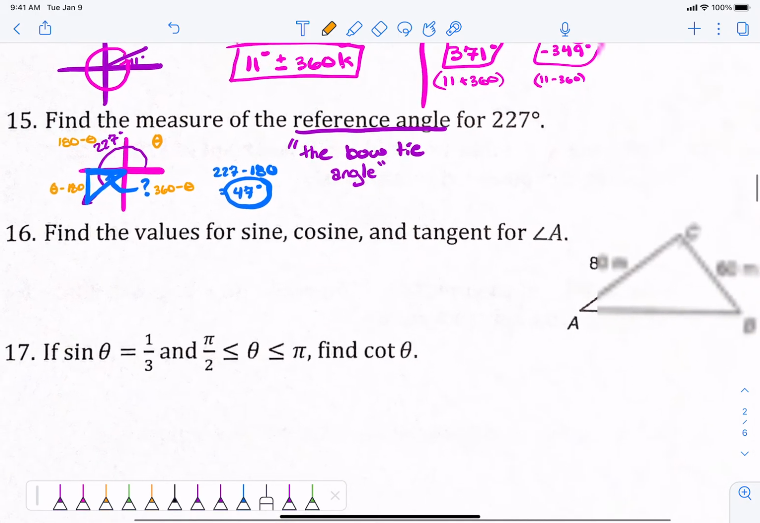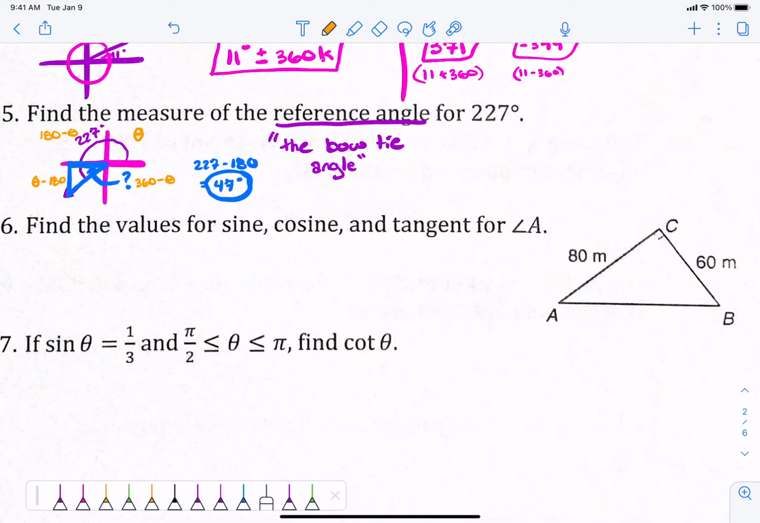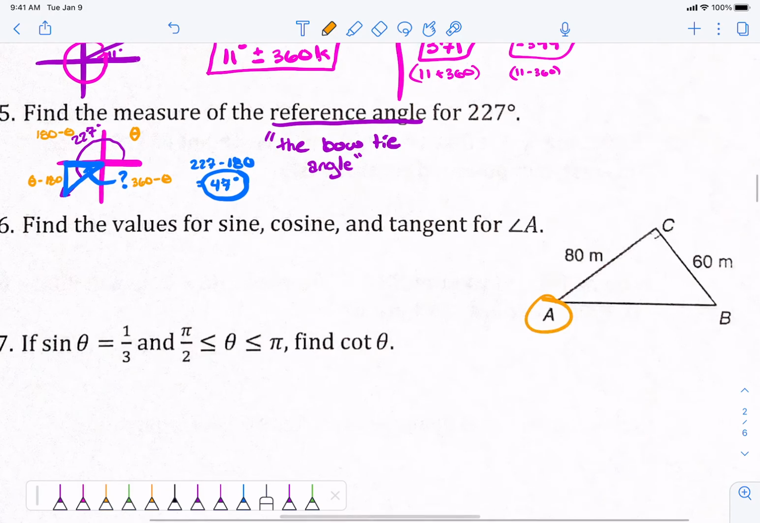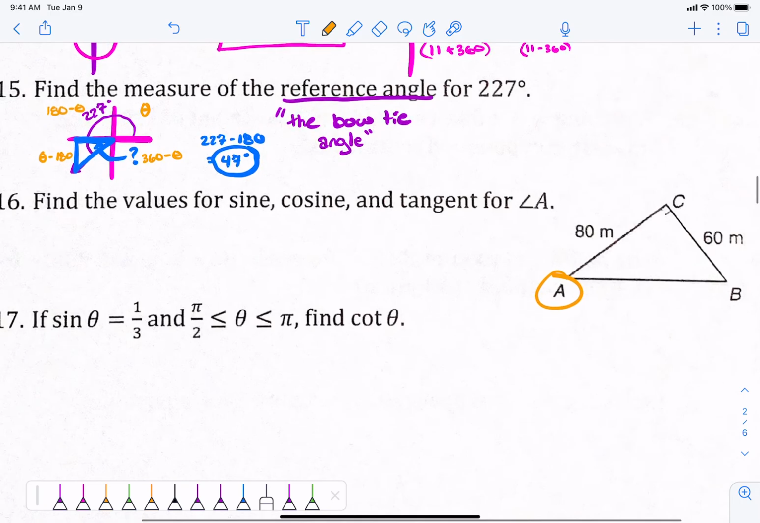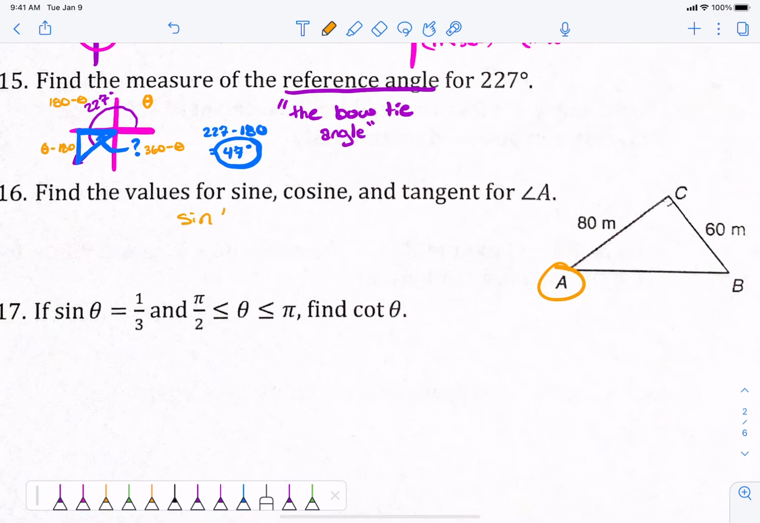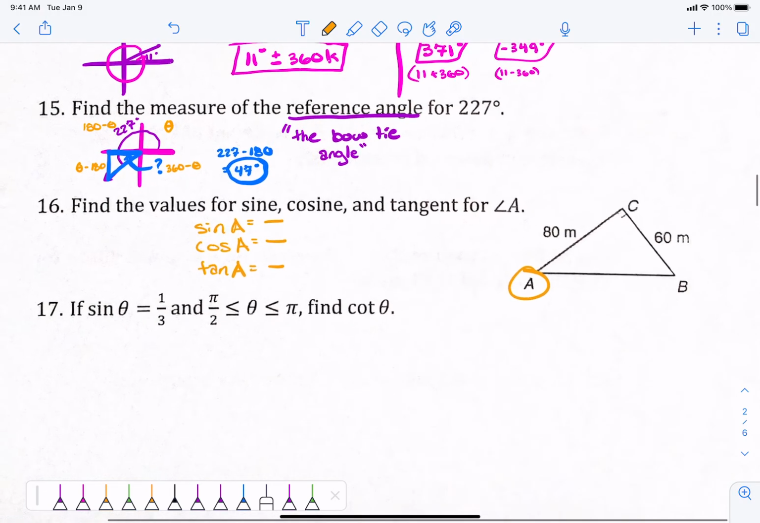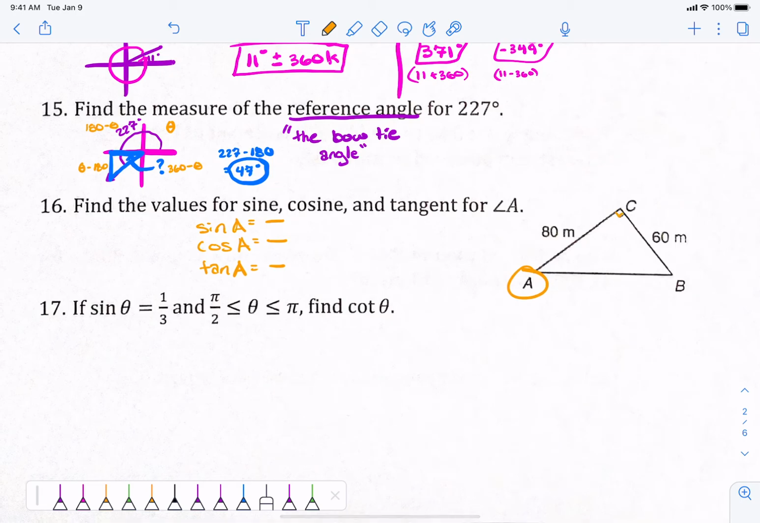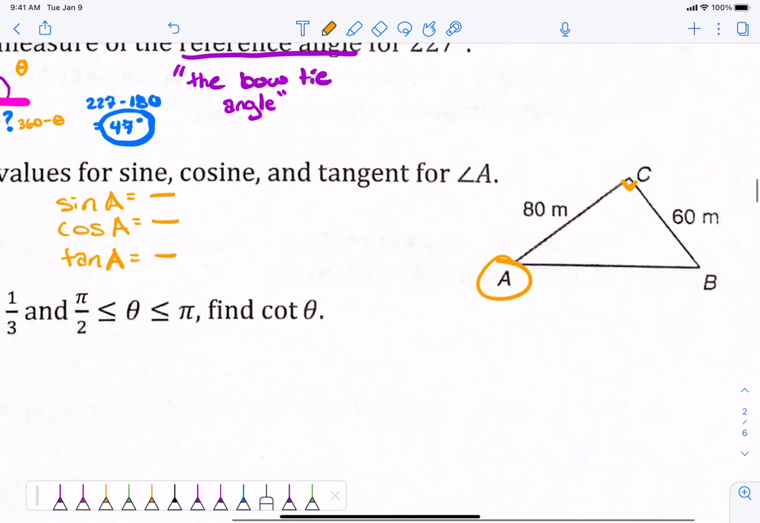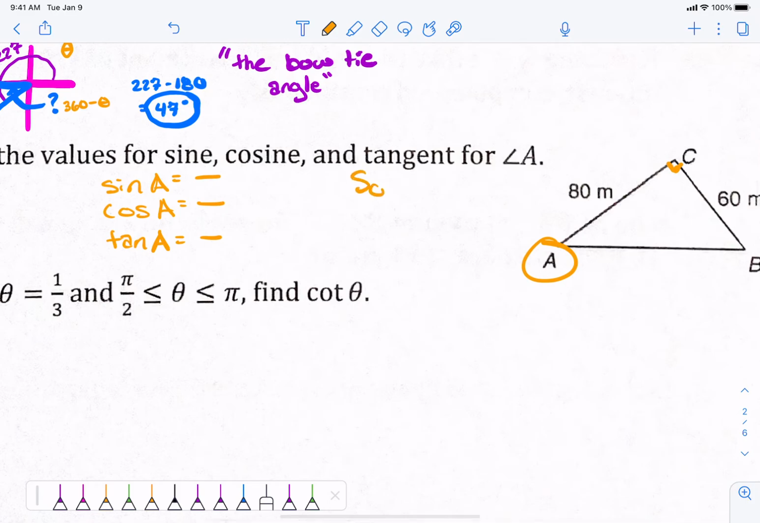Okay, find the values of sine, cosine, and tangent for angle A. So circle angle A, because that's the angle that we're looking at. And we're going to do sine of A, cosine of A, and tangent of A. All they want us to do is find those fraction-y things that each one is, like opposite, hypotenuse, adjacent, whatever, okay? This is a right triangle, and so we use SOHCAHTOA. If you need to write that down, you can.